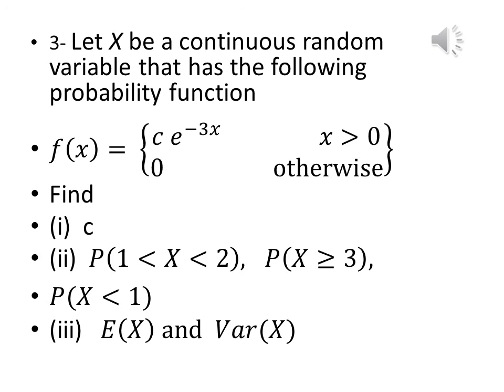Number 2, what's the probability x greater than 1 less than 2? It is the integration from 1 to 2 of f of x. Now, after that, probability of x greater than 3 is the integration from 3 to infinity of f of x. x less than 1 is the integration from 0 to 1 of f of x.